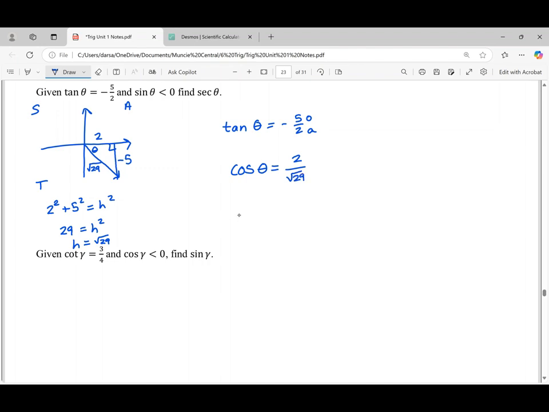Now we're going to reciprocal that to find the secant of theta. What is the secant of theta? Well, that is square root of 29 over 2. Final answer.